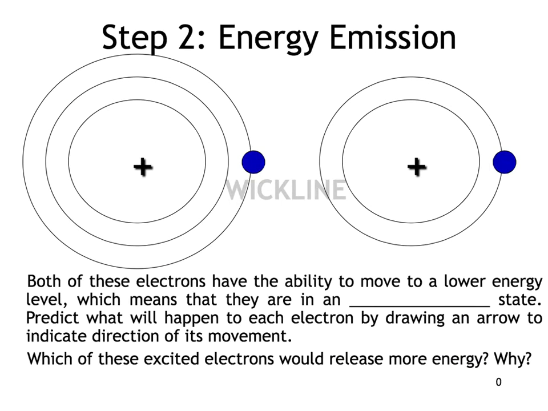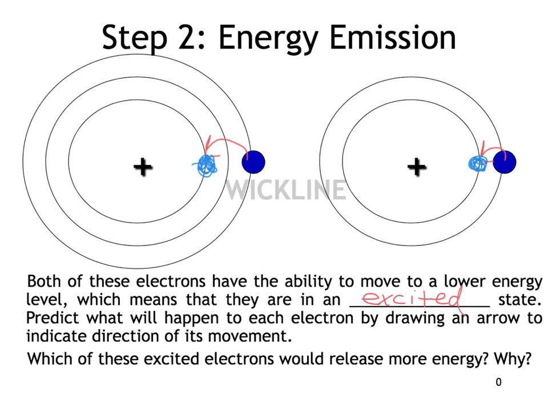The second step of this process, after excitation, is called energy emission. So the second step after absorption is energy emission. So both of these electrons have the ability to move to a lower energy level because both of the electrons in these two diagrams are sitting above ground state. They're in an excited state. Predict what will happen to each electron by drawing an arrow indicating the direction of its movement. I'll draw that in a second, but you should press pause right now and think about what's going to happen to both of those two electrons as they return to ground state.